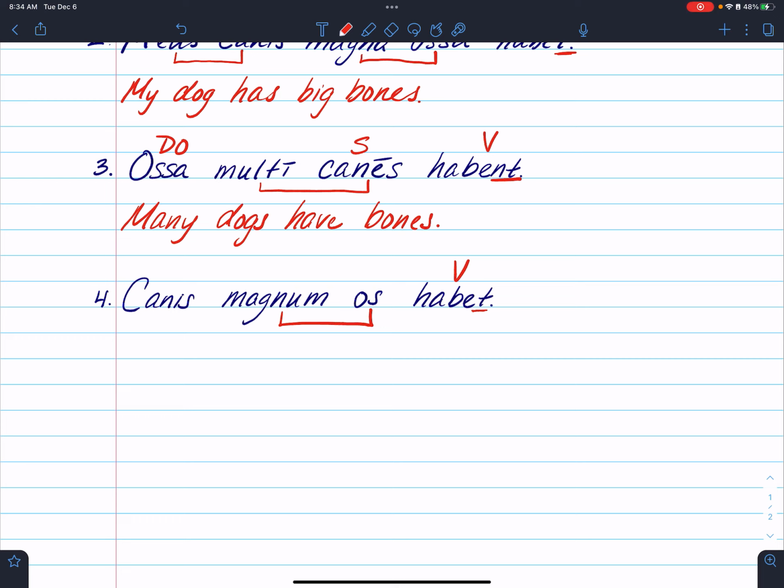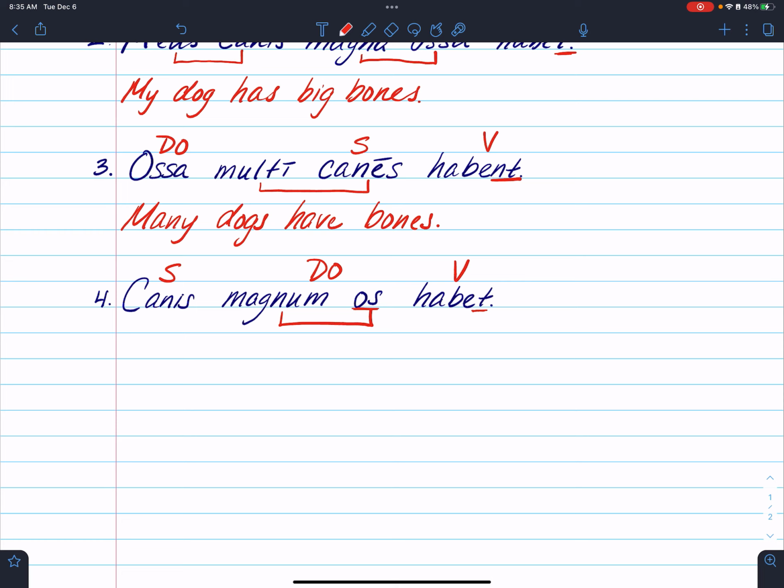The great bone has... well, careful. A dog. Careful. So even though os, because it's neuter, could be nominative, it can also be accusative, right? Because of the neuter rule. All right, but canis can only be nominative, right? Can canis be accusative? No, right? So this absolutely must be our subject because it's the only thing it could be. All right, magnum could have been either our subject or direct object because it's neuter, but because we already have a subject, that's fine. Okay, translation.